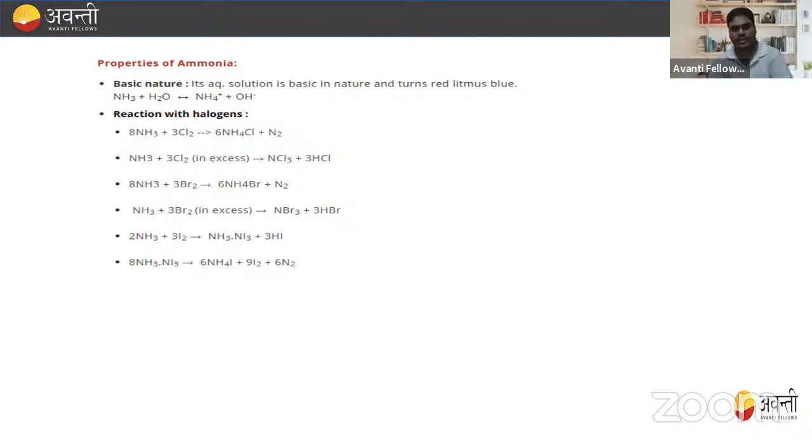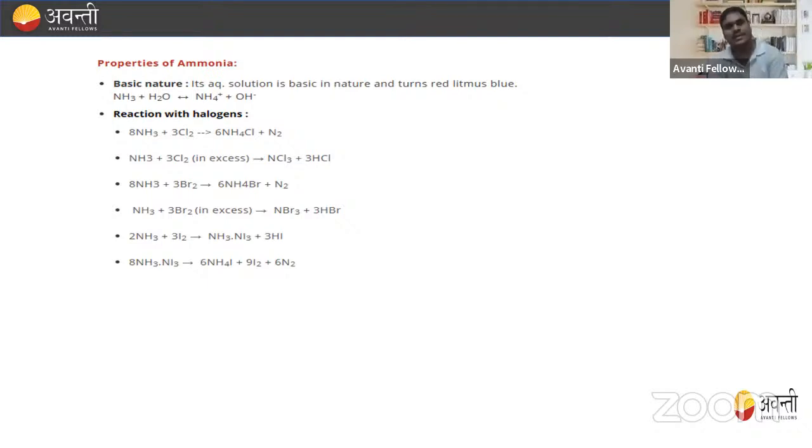Some properties of ammonia, like basic nature. First of all, its aqueous solution is basic in nature and turns red litmus blue. So first of all, it indicates the basic nature. How? Because the aqueous solution of ammonia turns red litmus blue, and it clearly indicates that it is basic in nature.